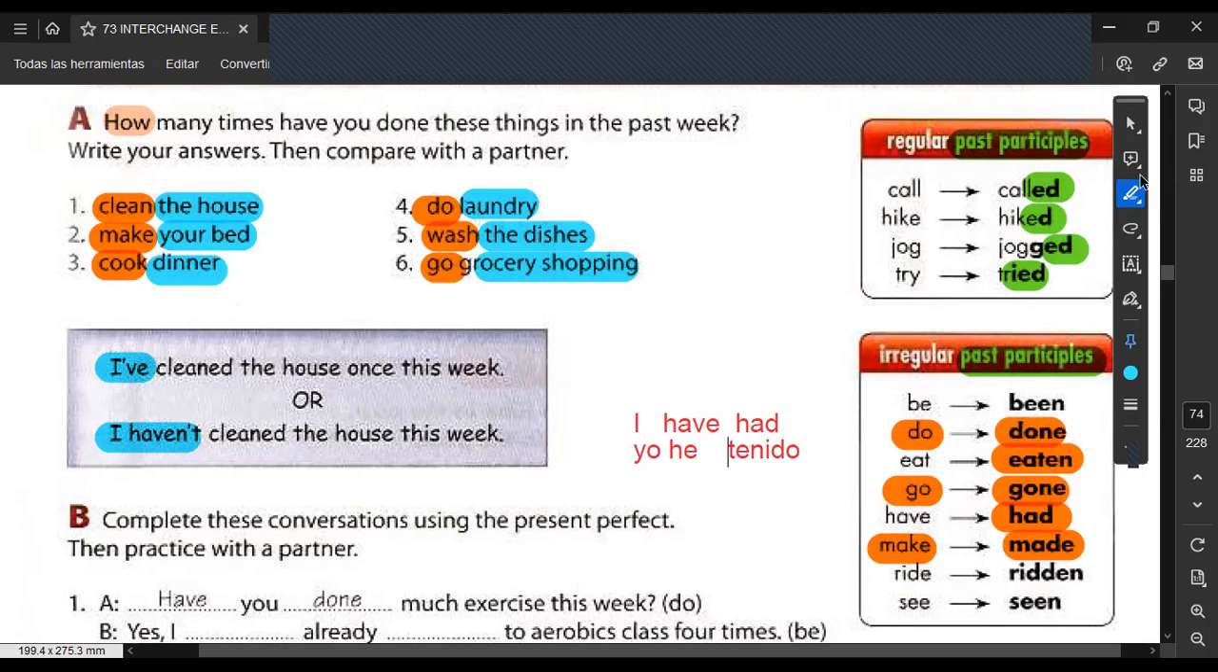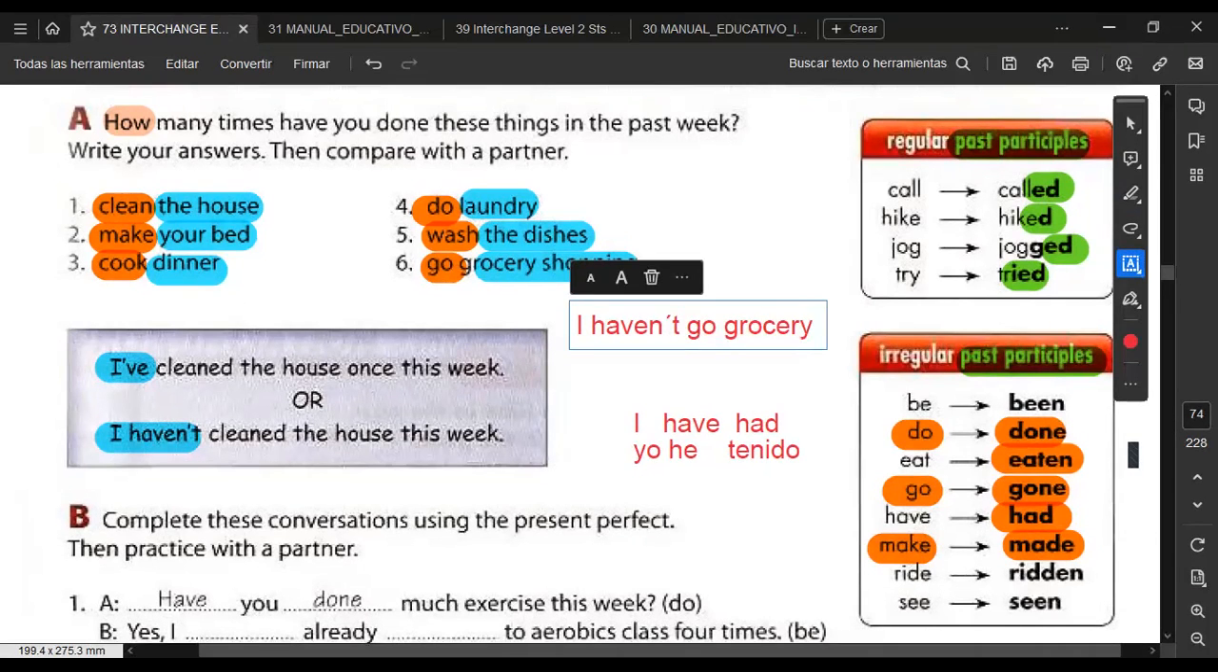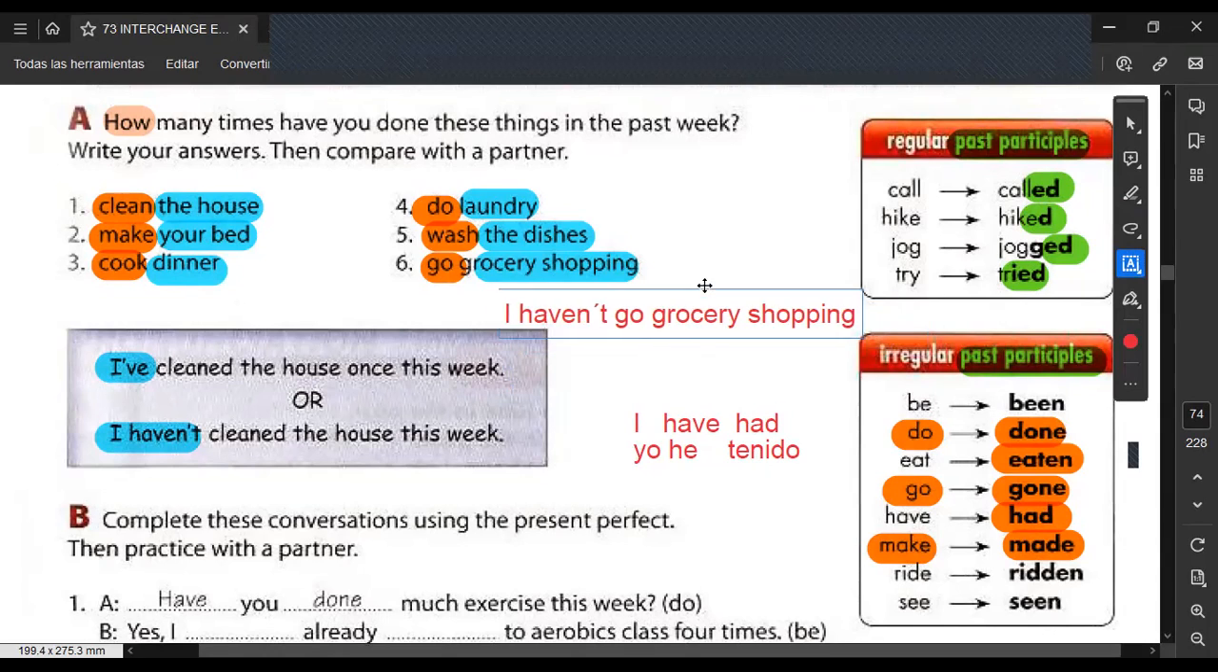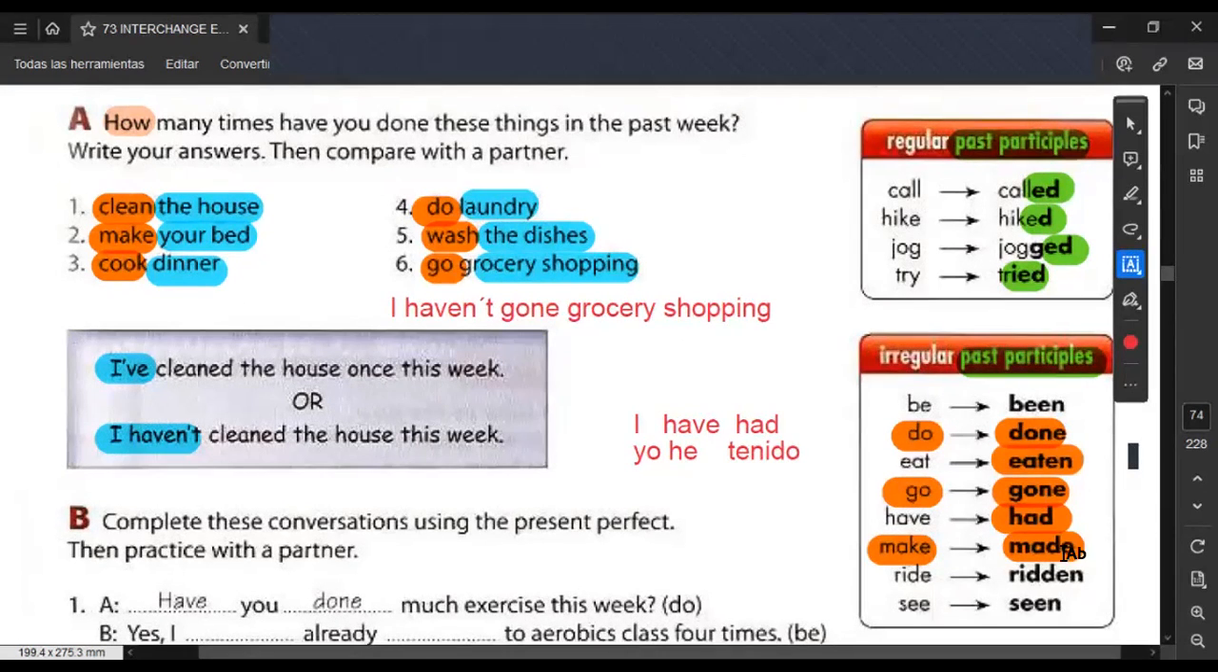Vamos a ver, escribámosla con negativo. La última. Entonces le quedaría I haven't, si no, digamos que no lo ha hecho. I haven't, y queda bien así. Go grocery shopping. No. Grocery shopping. ¿Qué sería está malo? Sería con. Con, ¿verdad? ¿Por qué sería con? Porque en presente perfecto usamos pasado participio. El pasado participio de los verbos, la tercera columna en los listados de los verbos, ¿verdad? Tenemos en los listados de los verbos el presente o la base form de los verbos, el pasado y el pasado participio. Entonces, el pasado participio son los verbos que estamos usando aquí.